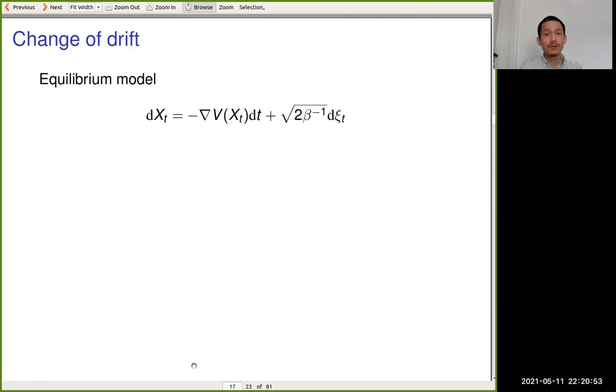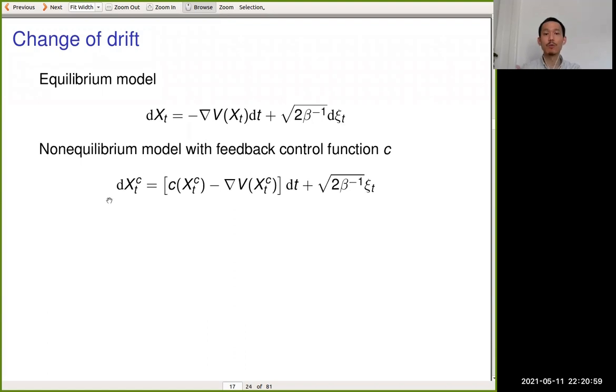Okay, so now this is where I go back to Hong's question. This is our equilibrium model from before. And now we're going to apply a force to it. We're going to apply a feedback control function, C, to the system. And by applying a force, we're driving the system out of equilibrium in some sense. I'm now going to denote the controlled stochastic dynamical system by X superscript C. Before, the equilibrium model had no superscript. Whenever there's a superscript, it means that we're using some control. And the only thing we're changing in this SDE is the drift. The diffusion stays the same.